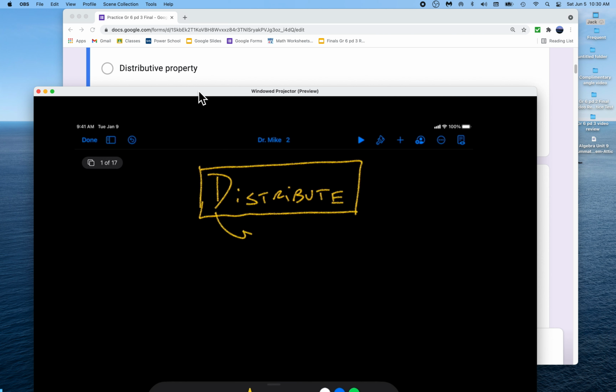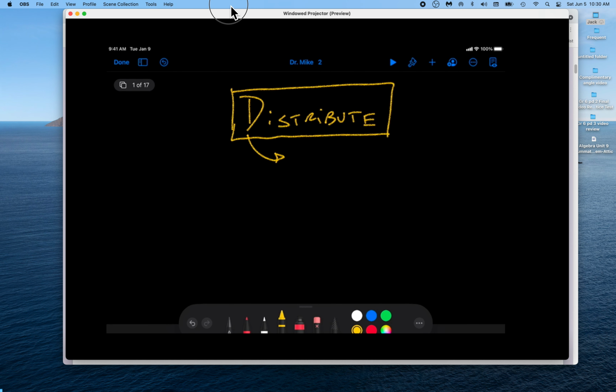The word distribute means to apply to more than one person or thing. Okay? It means to influence, to pass along your influence.